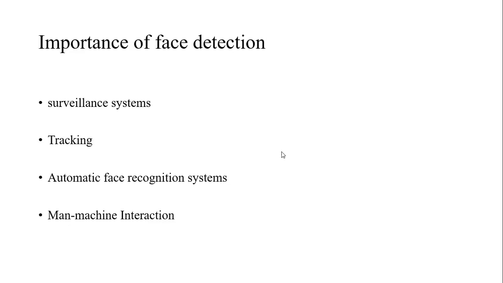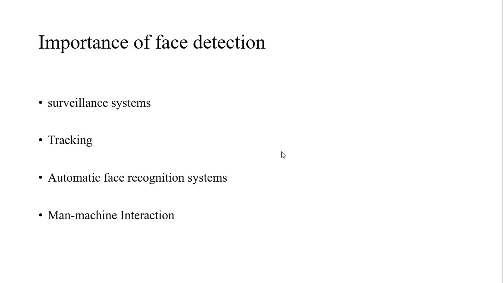What is the importance of face detection? Security takes the upper hand. Say for example, surveillance systems and tracking. From the surveillance systems, we are able to get the footage of a person that we need to identify. And tracking is the face detection technique with which we're actually able to identify who that particular person is.